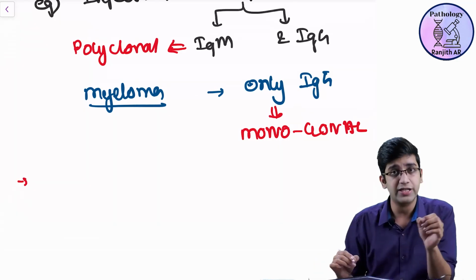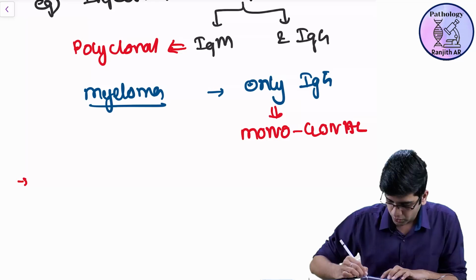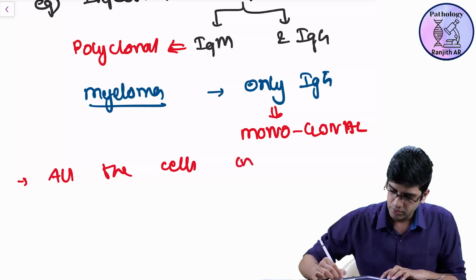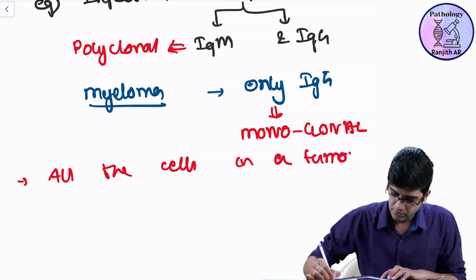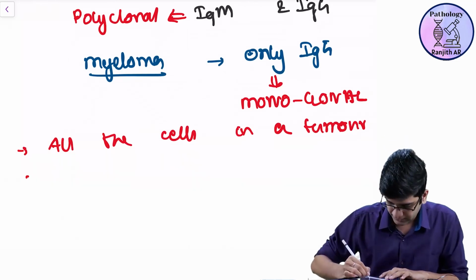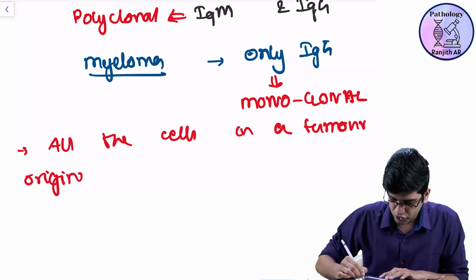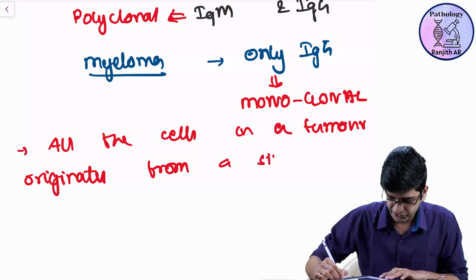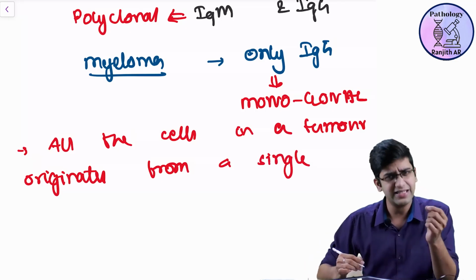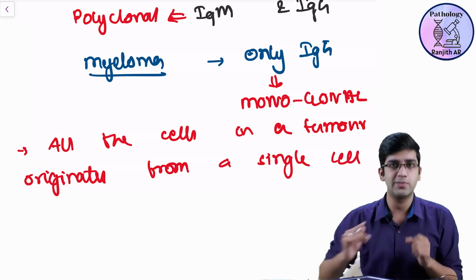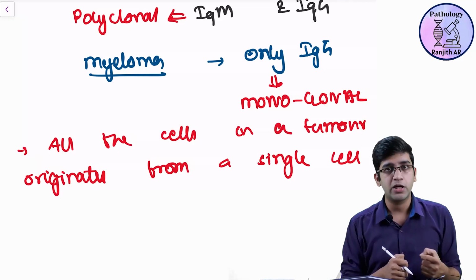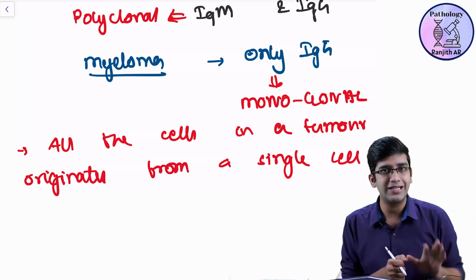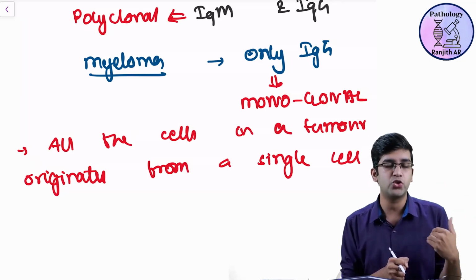Because by definition, I'm just going to write the definition of monoclonality. All the cells in a tumor originate from a single precursor. That's why it's called monoclonal. There's no other cell, there's a single cell or a single precursor. If multiple myeloma originates from an IgM secreting plasma cell, throughout life it will secrete only IgM. It will not class switch to IgG.